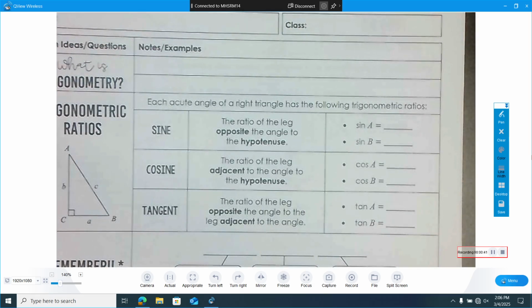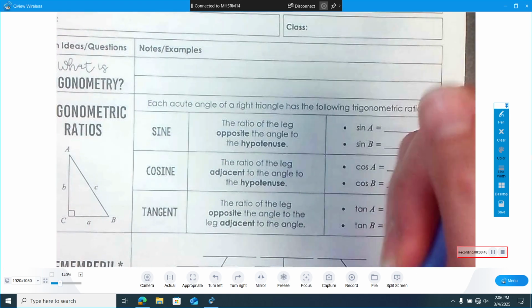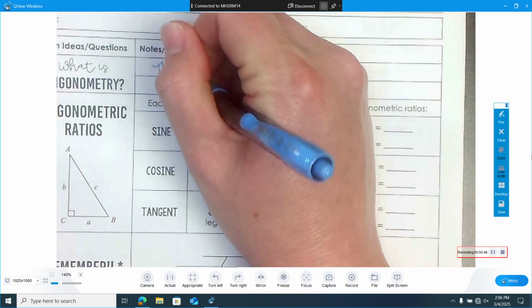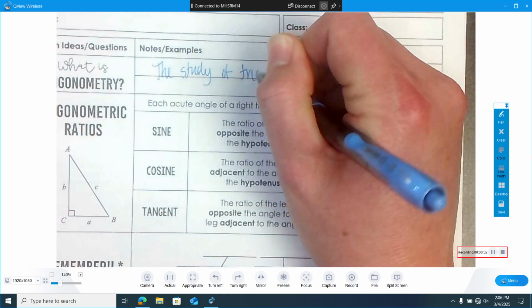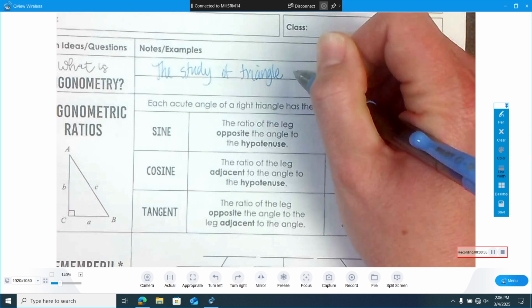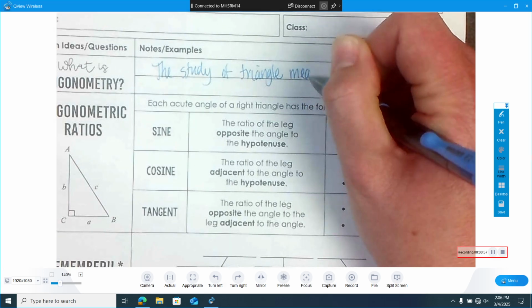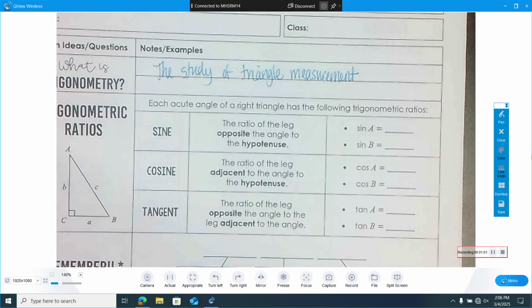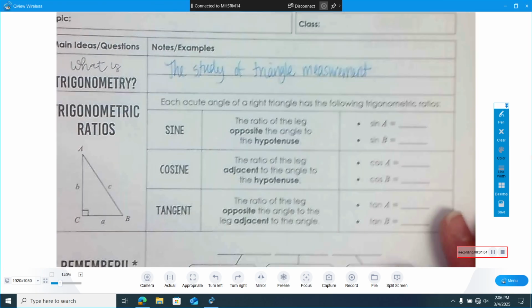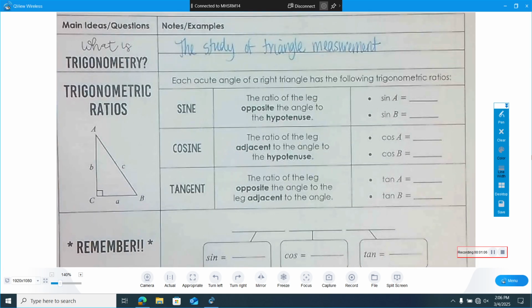So trigonometry is the study of triangle measurement. Tangent, cosine, oh God. The study of triangle measurement. Wyatt, I can hear you. It hurts my brain. Okay. Your notes?